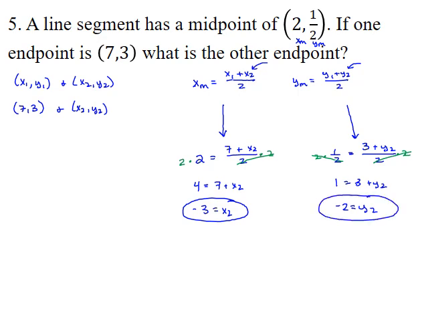Put these together in your point up here at the top, and we can say that our second point has to be (-3, -2) for the midpoint to be (2, 1/2). Very good.